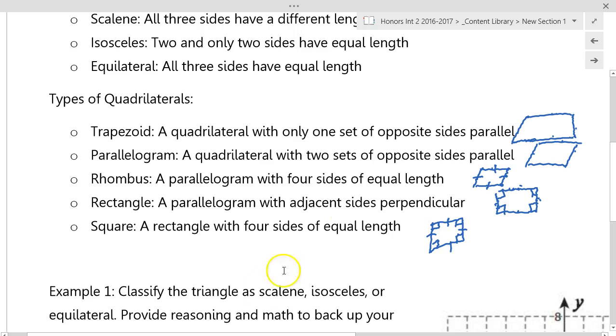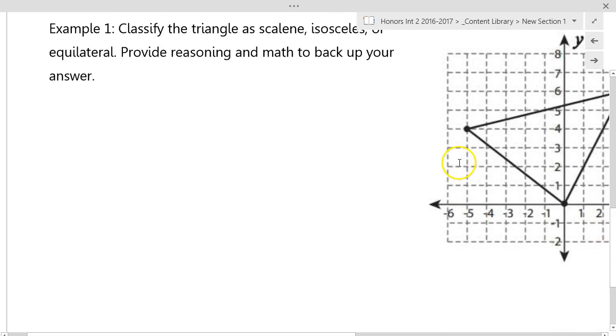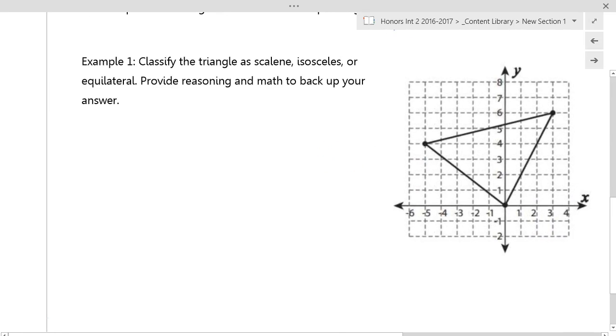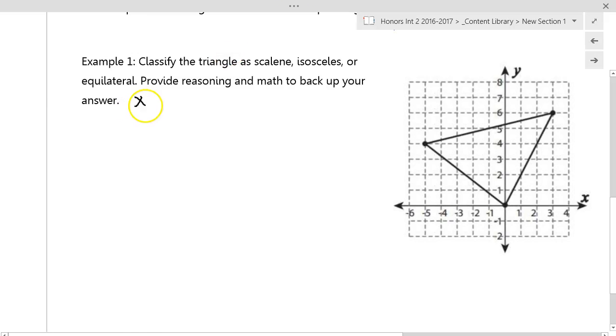So let's look at some example problems. Example 1: classify the triangle as scalene, isosceles, or equilateral. Provide reasoning and math to back up your answer. So what I'm going to do is find the distance of each side, or the length.